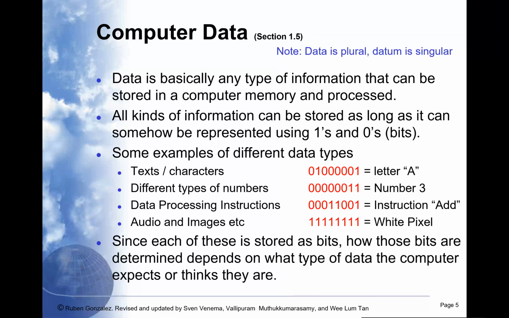Now, when you write a program, you may have already done something like this or seen it. You will typically say something like a variable declaration, int x, or char y, or float z, or something like that.